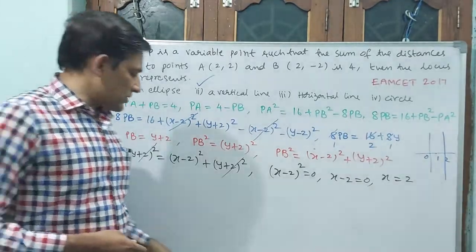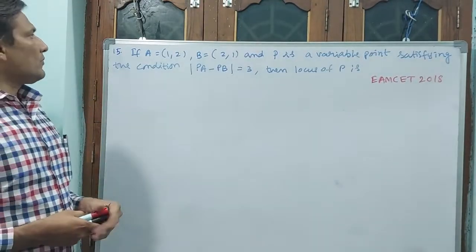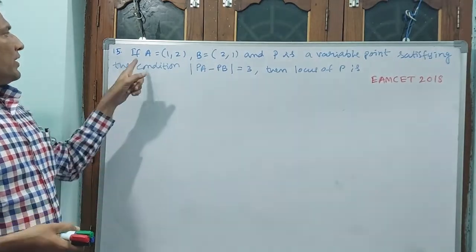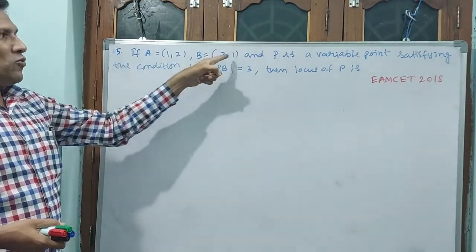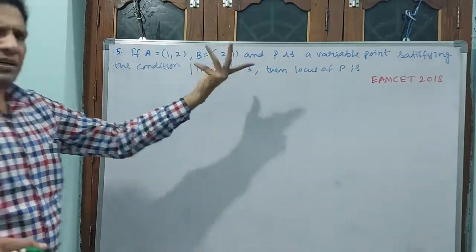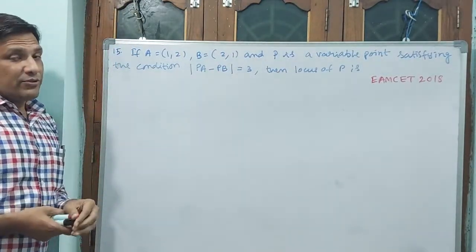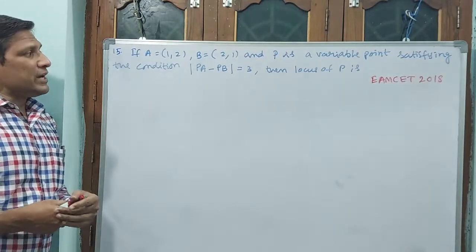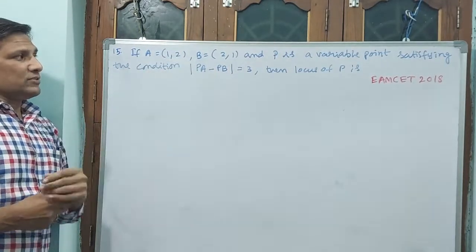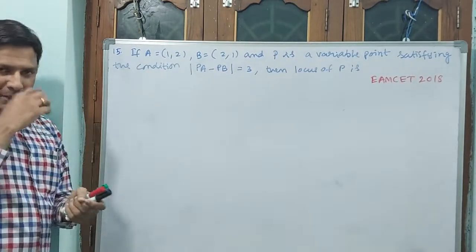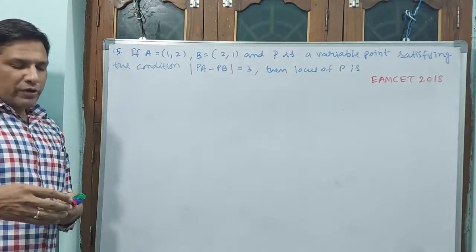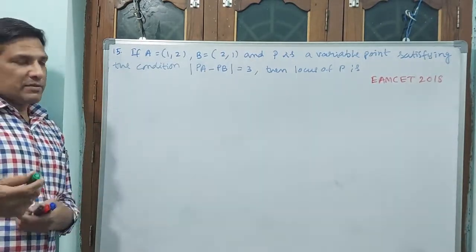Let us go for the 15th question. Okay, see, question number 15. If A (1, 2), B (2, 1) and P (x, y) is a variable point satisfying the condition, here you see, directly they are not given. Modulus of PA minus PB they have given equal to 3. Then what is the locus of P? Such type of questions also we have to do. Okay, then only we will get some experience.